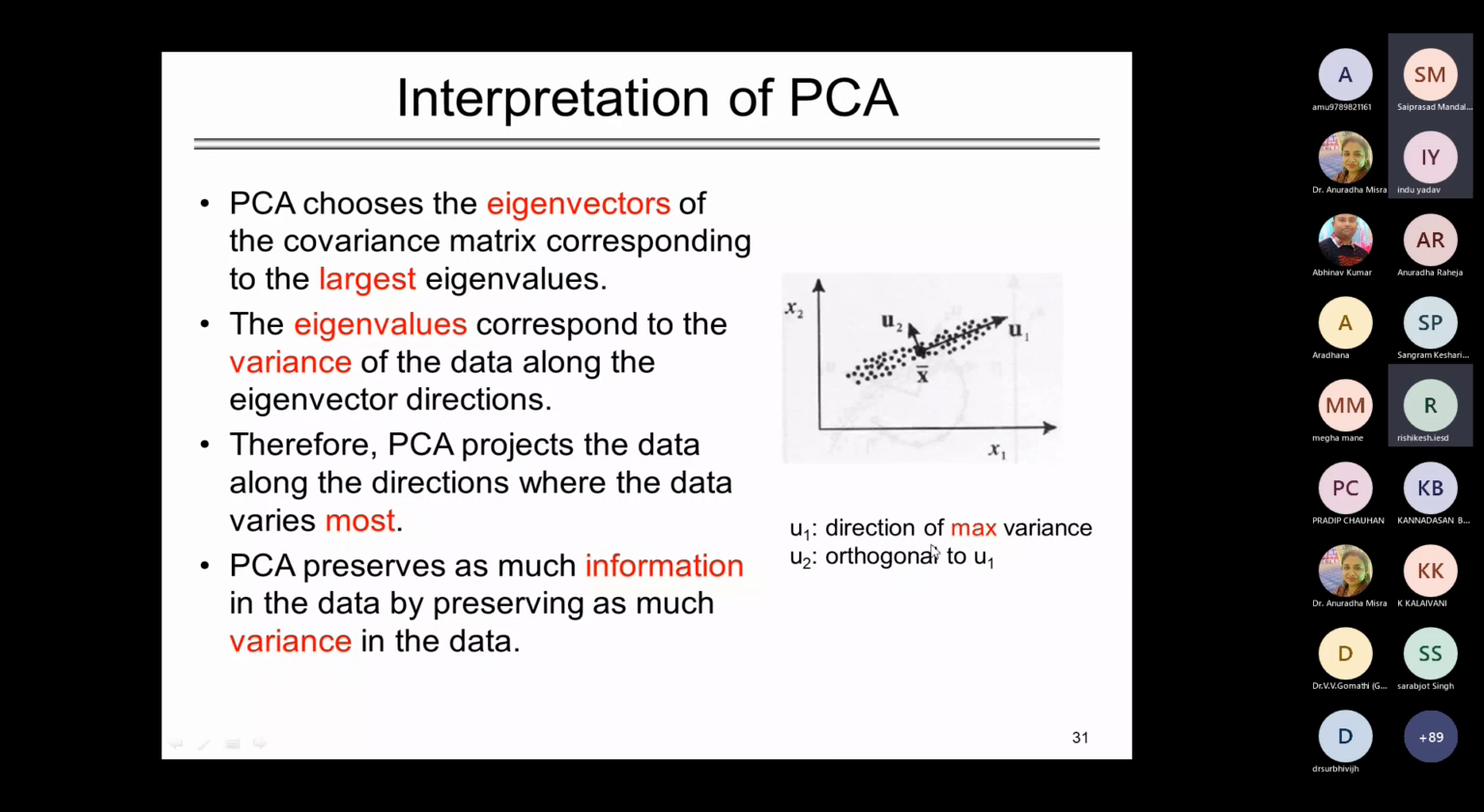So u1 is the direction of maximum variation. Here you see u1 is the direction of maximum variation. u2 is orthogonal to u1.